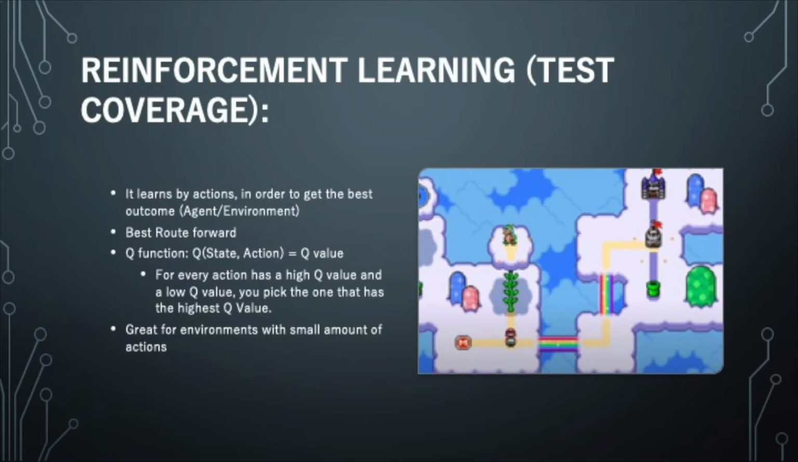Now, reinforcement learning is great for environments with small amount of actions, but can be a lot more complex once you introduce several different actions. Additionally, reinforcement learning is used primarily for test coverage within testing, because you can use it to generate a number of paths throughout your application. It's also important to note that reinforcement learning can be used in combination with other techniques such as supervised learning to improve your overall outcome.